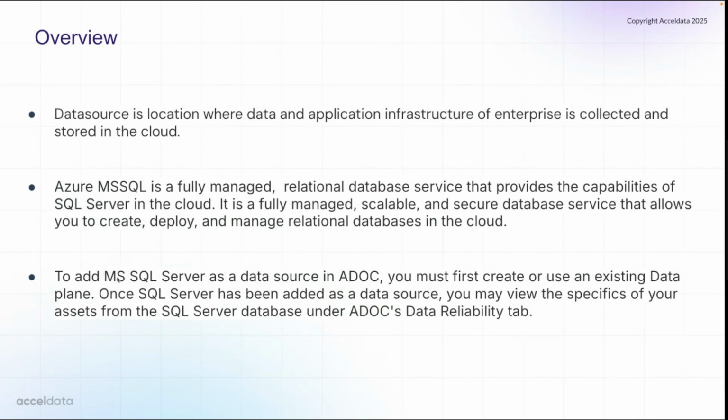To add Microsoft SQL Server as a data source in ADOC, we must first create or use an existing data plane. Once SQL Server has been added as a data source, we will view the specifics of the assets from the SQL Server database under the ADOC's Data Reliability tab. Once we view the assets, we would be able to run the profiling and assign the assets to data quality jobs, which would then be run to understand the data reliability.